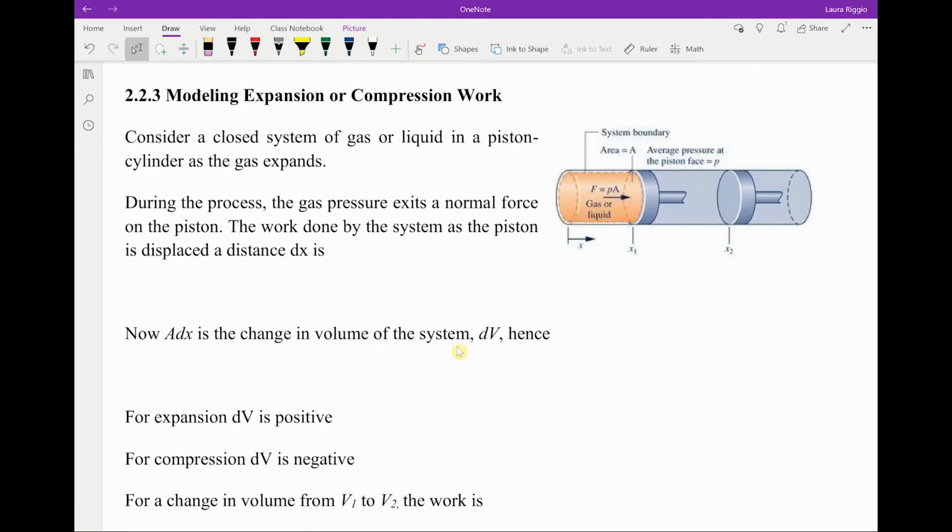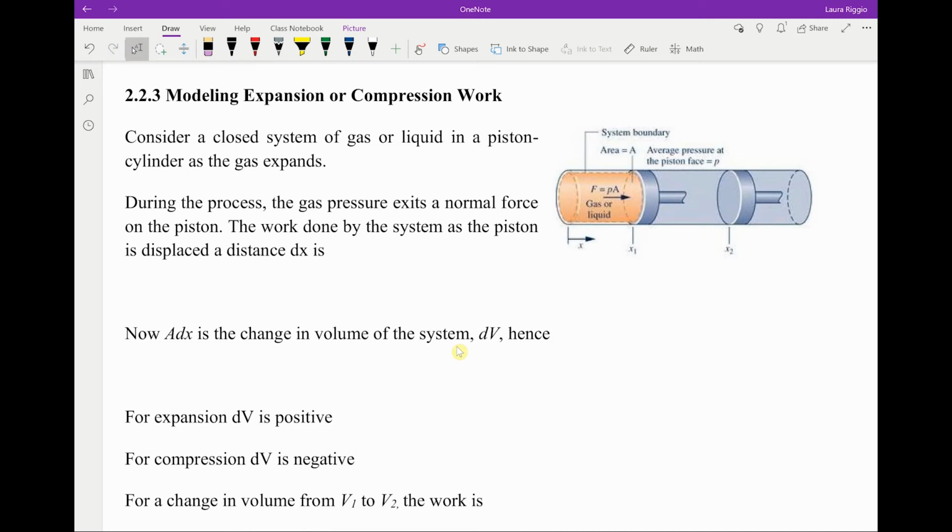Okay, in this lecture we are going to expand our understanding of work from a mechanical standpoint into a broader definition of what we can use in thermodynamics by looking at how to model expansion and compression work. So let us consider a closed system of a gas or liquid in a piston cylinder as the gas expands. During the process, the gas pressure exerts a normal force on the piston.